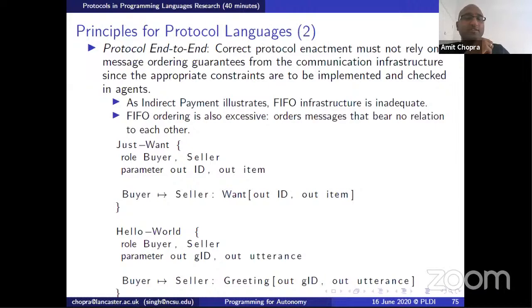But if you had FIFO infrastructure, even these would get ordered by the infrastructure. So, illustrating that the ordering infrastructure may be excessive. To summarize, assuming ordering from the infrastructure is not only inadequate, it may also turn out to be excessive. So implement whatever you want inside the agents, rather than relying on the infrastructure.